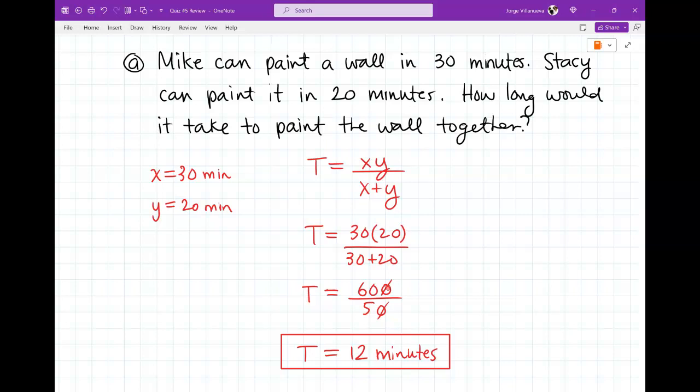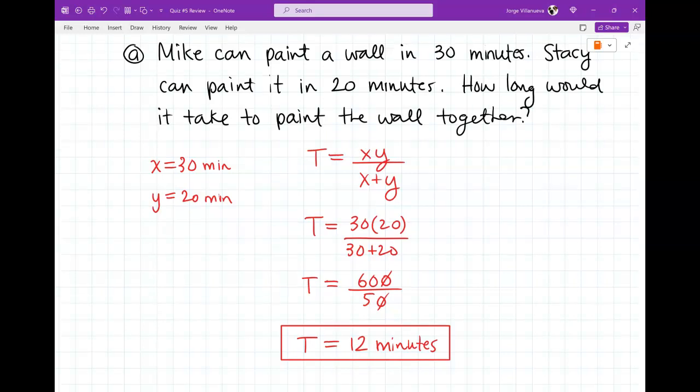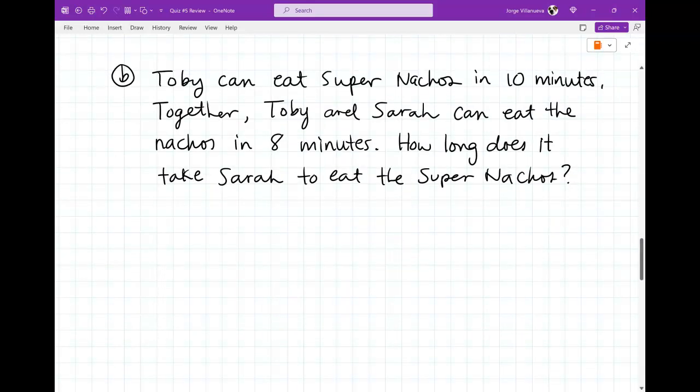Again, I'll write down the question and come back to it at the end. Okay, so leave yourself a little space. Here's another one. This is what I'm saying, I don't want you guys to write it down right now. Let's just do the work first. So Toby can eat super nachos in 10 minutes. Together, Toby and Sarah can eat the nachos in 8 minutes. How long does it take Sarah to eat the super nacho?